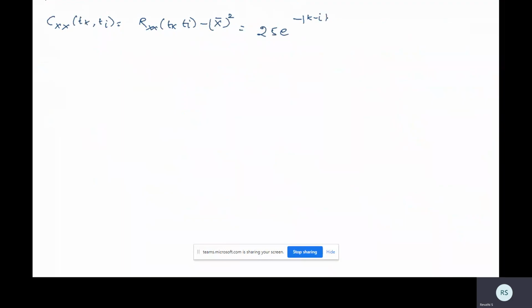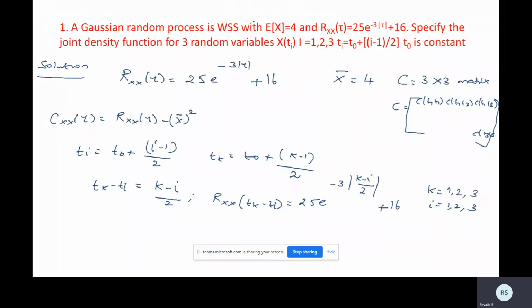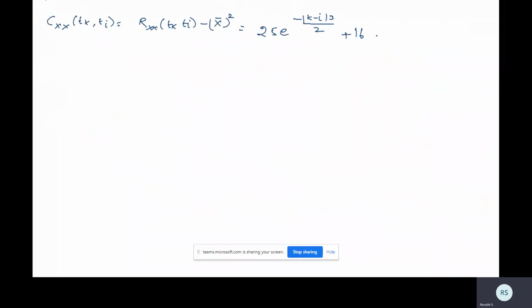Factor 3 is there. So minus 3 by 2 modulus of k minus I divided by 2 plus 16. This is for Rxx. We have to subtract from mean. What is mean given in the question? In the question itself, they have given mean is 4. So minus 4 the whole square. So what will happen? This and this will get cancelled. You are left only with the first part.